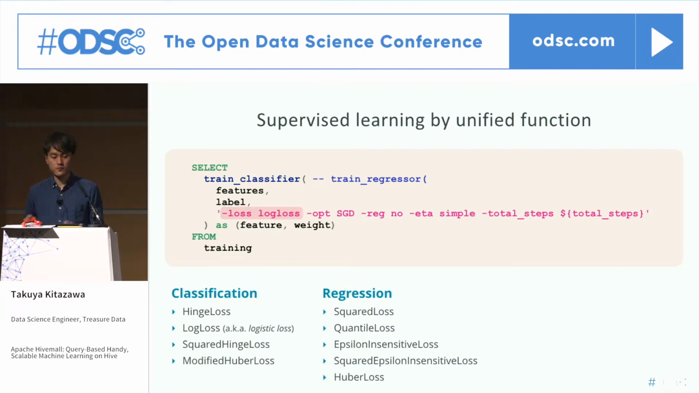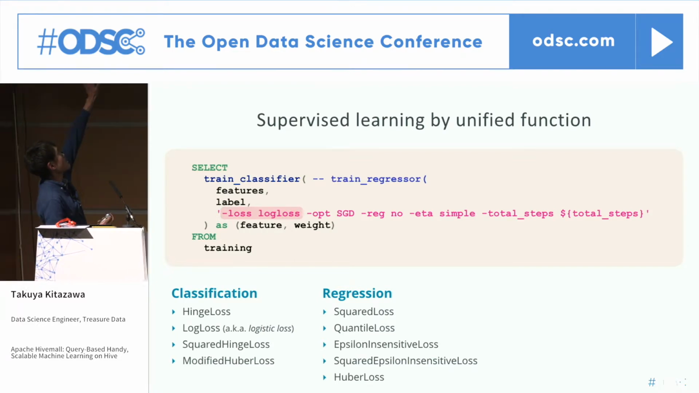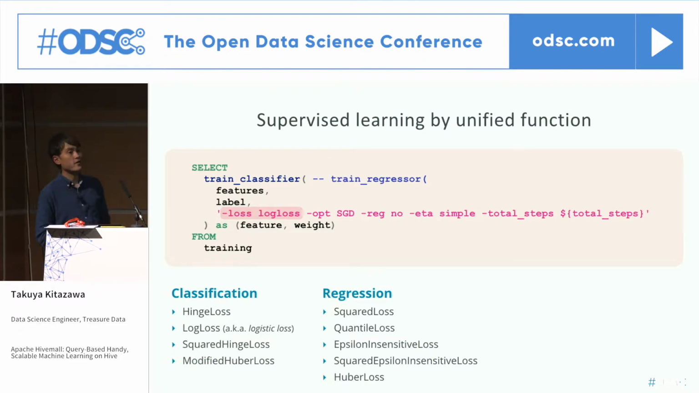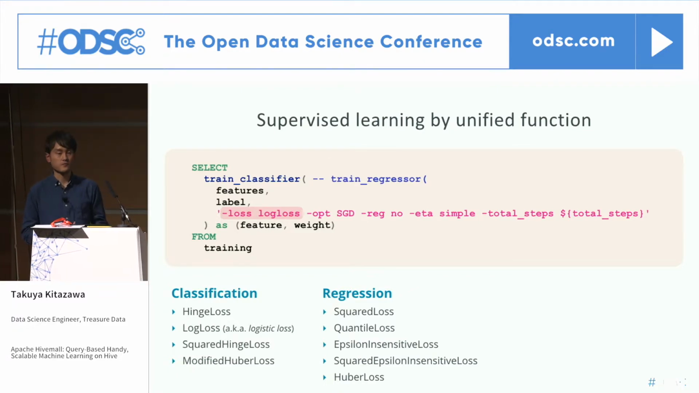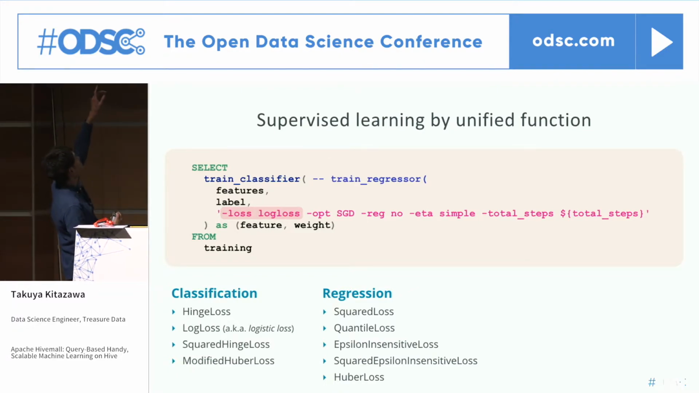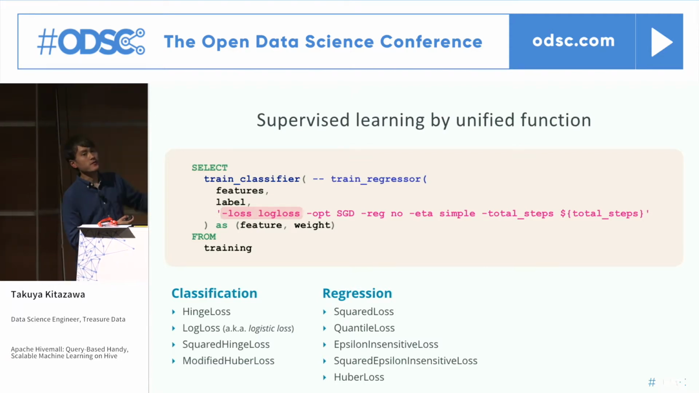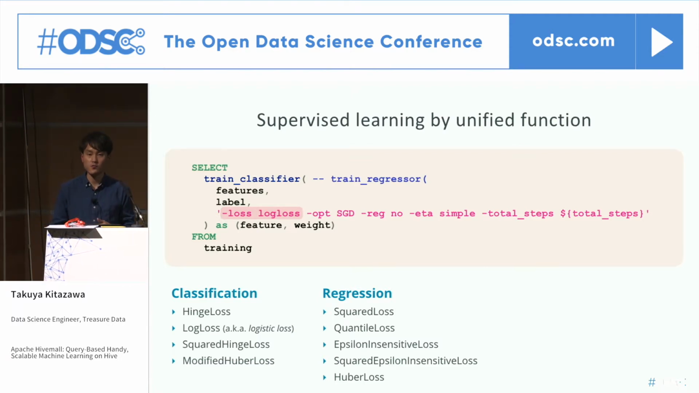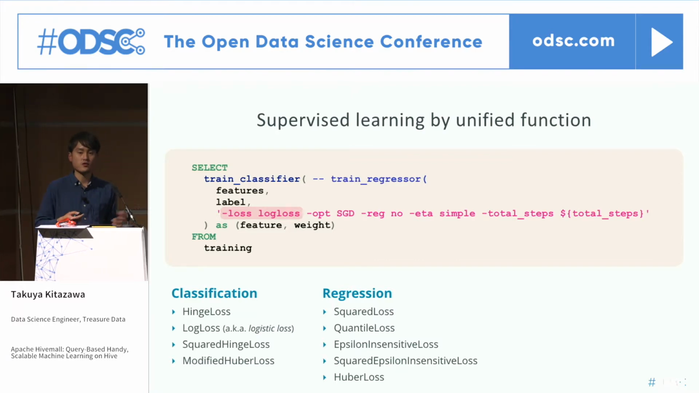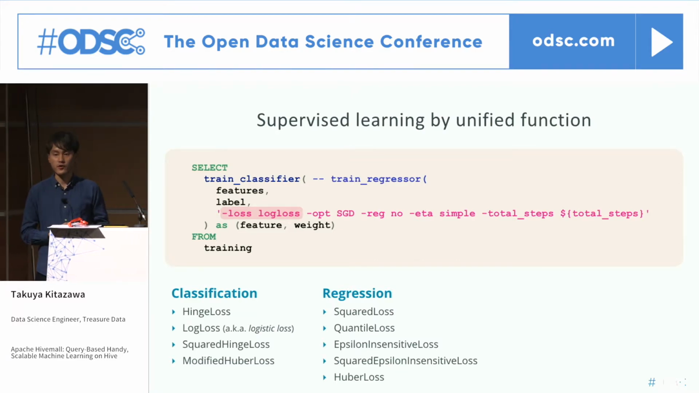So it's time to do supervised learning for that data. This is a very simple example to train a linear classifier. Select from training. The training table corresponds to the previous one I showed. And we are calling train_classifier. This trains a classification model, which actually corresponds to linear models.